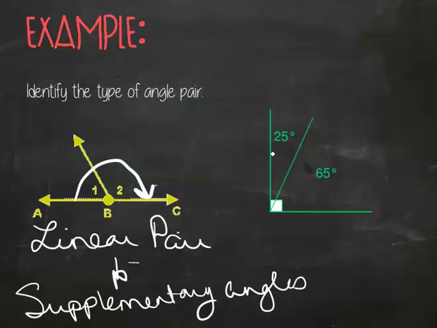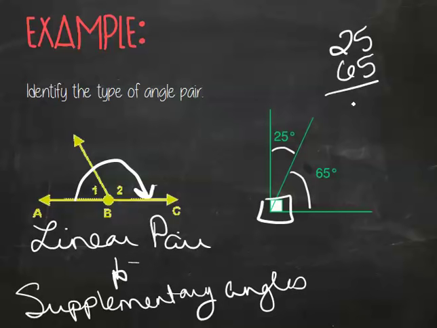Okay, next example, the green one. We've got 25 and 65, so we want to know what this angle is right here. Well, we add them together. 25 plus 65 is going to give me that magic number of 90, and 90 is complementary.